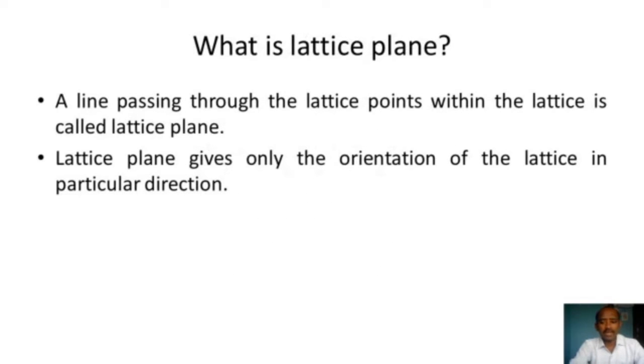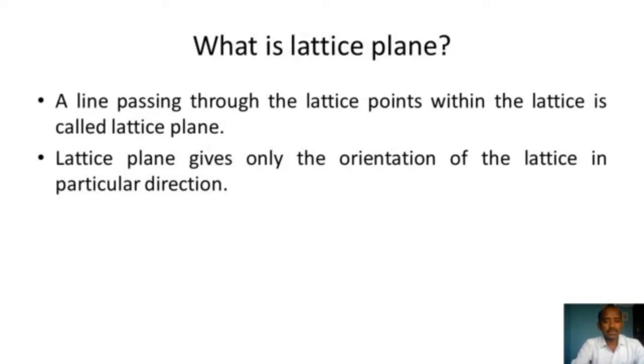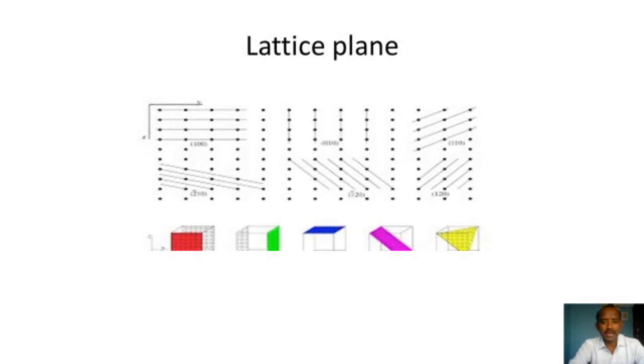And what is a lattice plane? In these lattice points, we can draw any type of lines, and a line which passes through these lattice points is called the lattice plane. What is the use of this lattice plane? The lattice plane may give the orientation of the lattice in a particular direction. It may be along the x-axis, y-axis, z-axis, or in between. We can show that from this diagram.